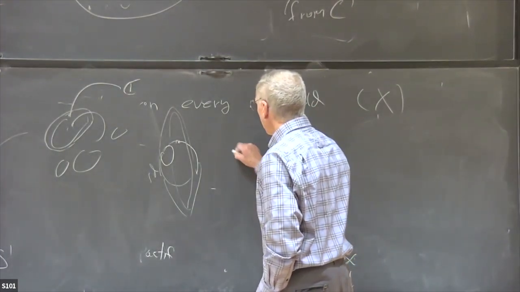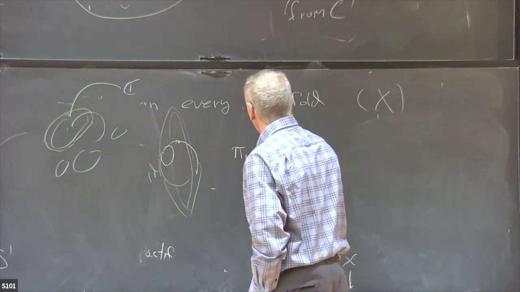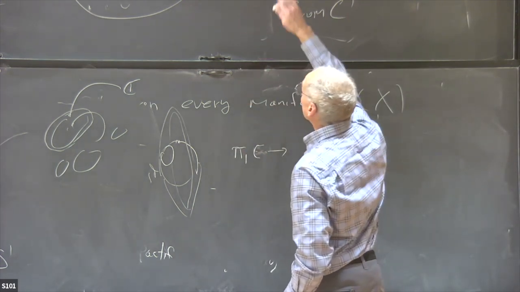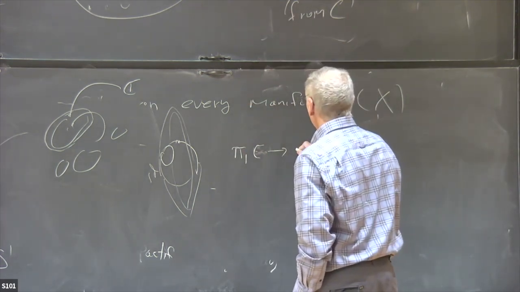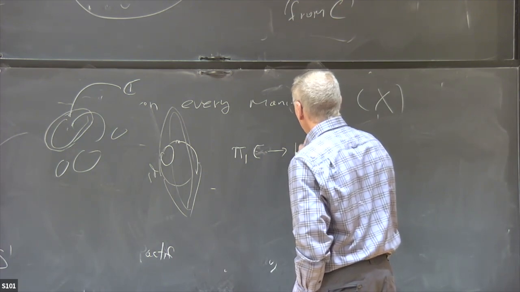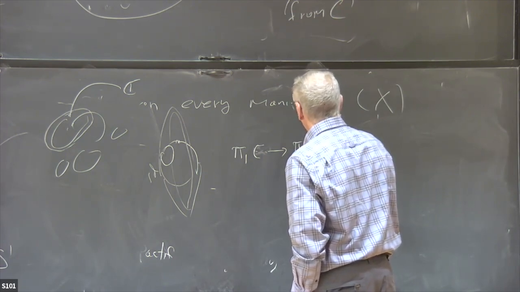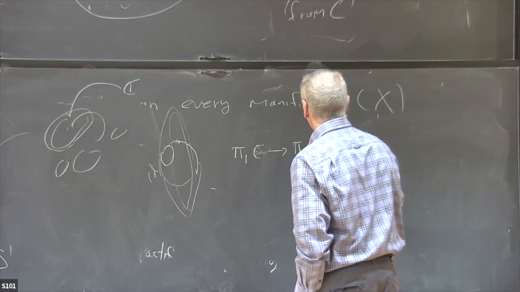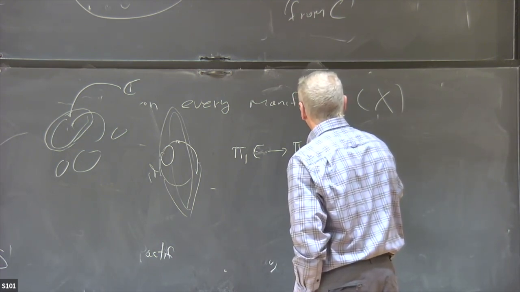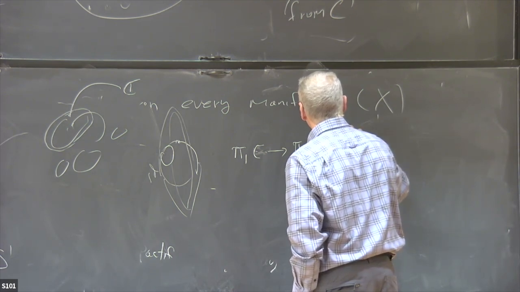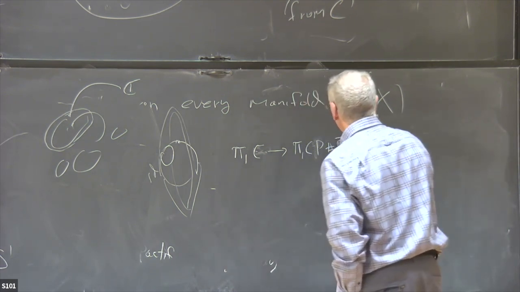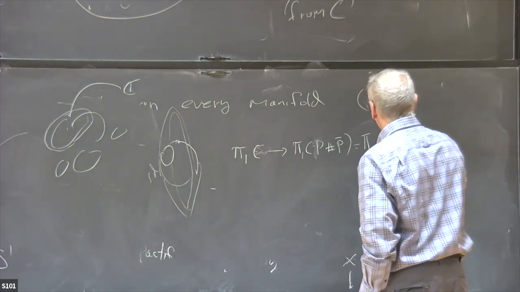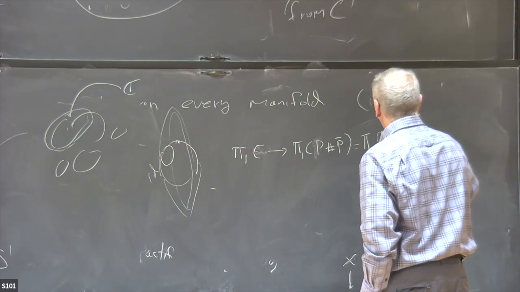The fundamental group of C maps to the fundamental group of P connected sum minus P. So that's I1 of P. P is the complement of some loop in P connected sum minus P. This group is the free product. It's the fundamental group of P, free product itself.